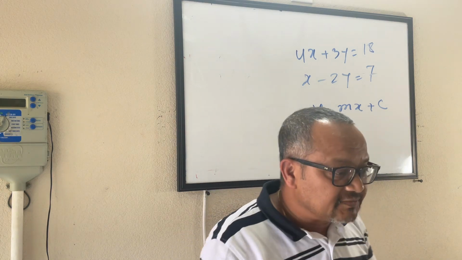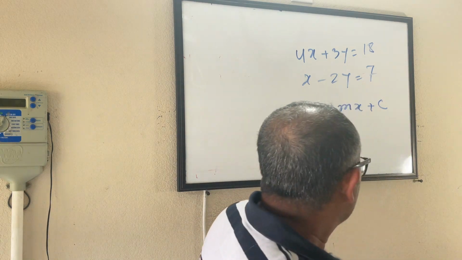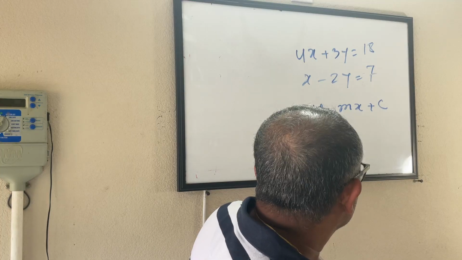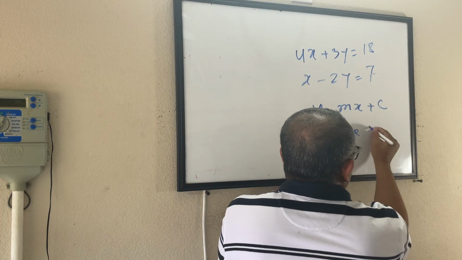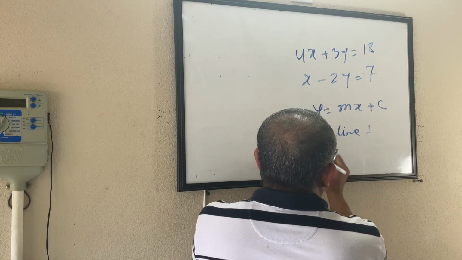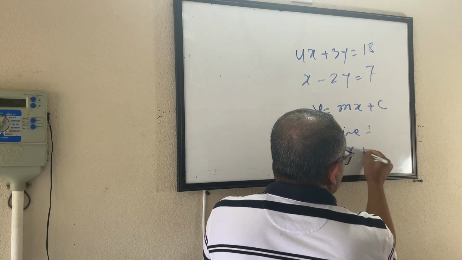Now in the last class when we were talking about it, we came across a situation where I was saying, okay, I have a line 1, okay, let's say y equal to 2x plus 7.